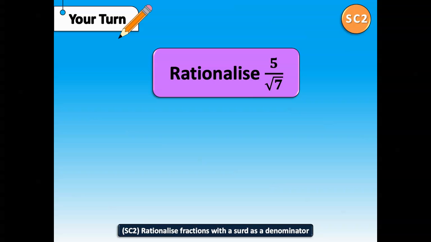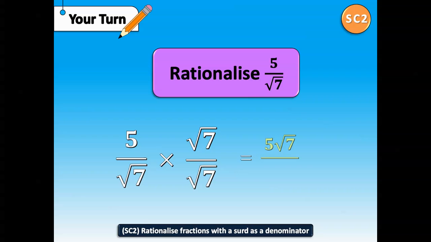So we want to rationalise 5 over root 7. We need to times the top and the bottom by root 7. 5 times root 7 is 5 root 7. And root 7 times root 7 is just 7. So our answer is 5 root 7 over 7.